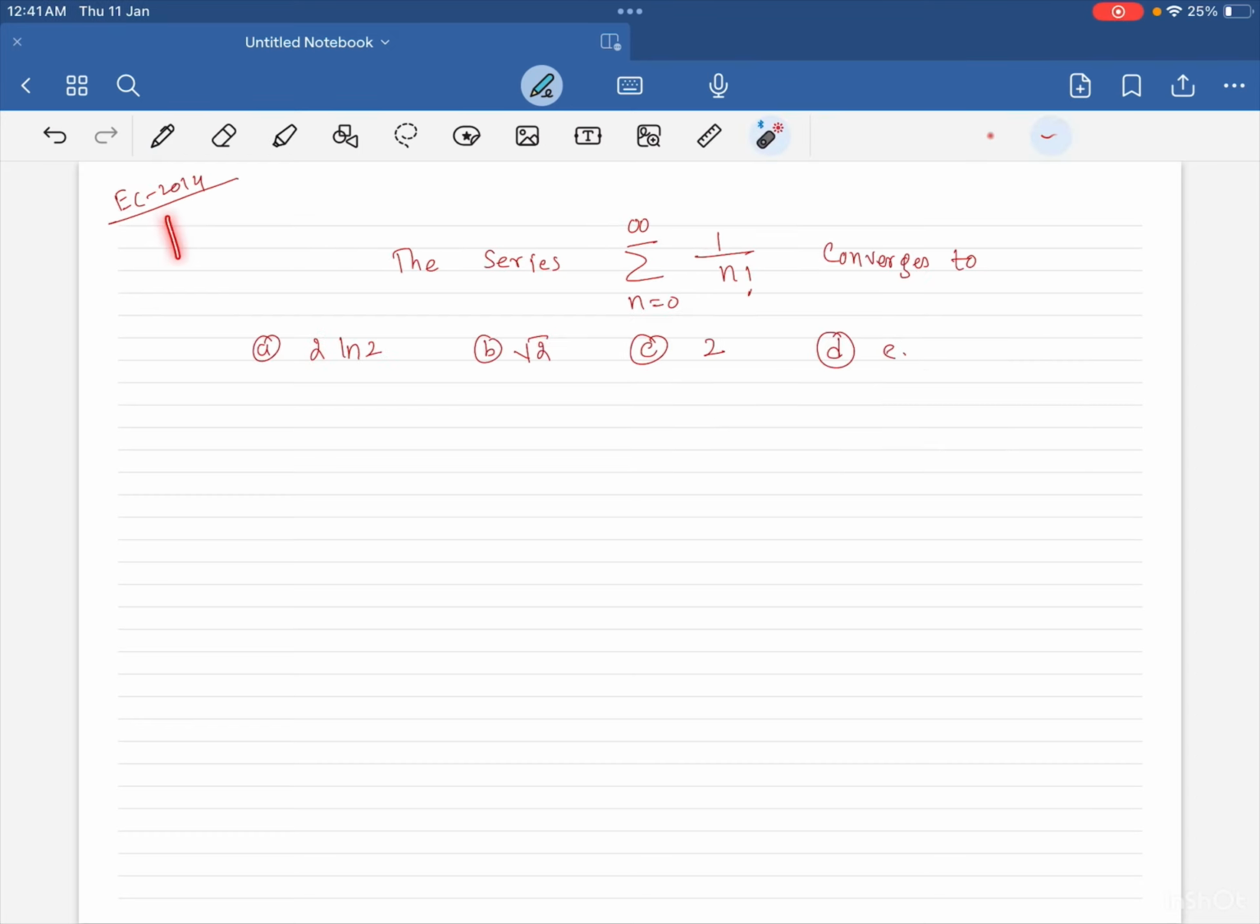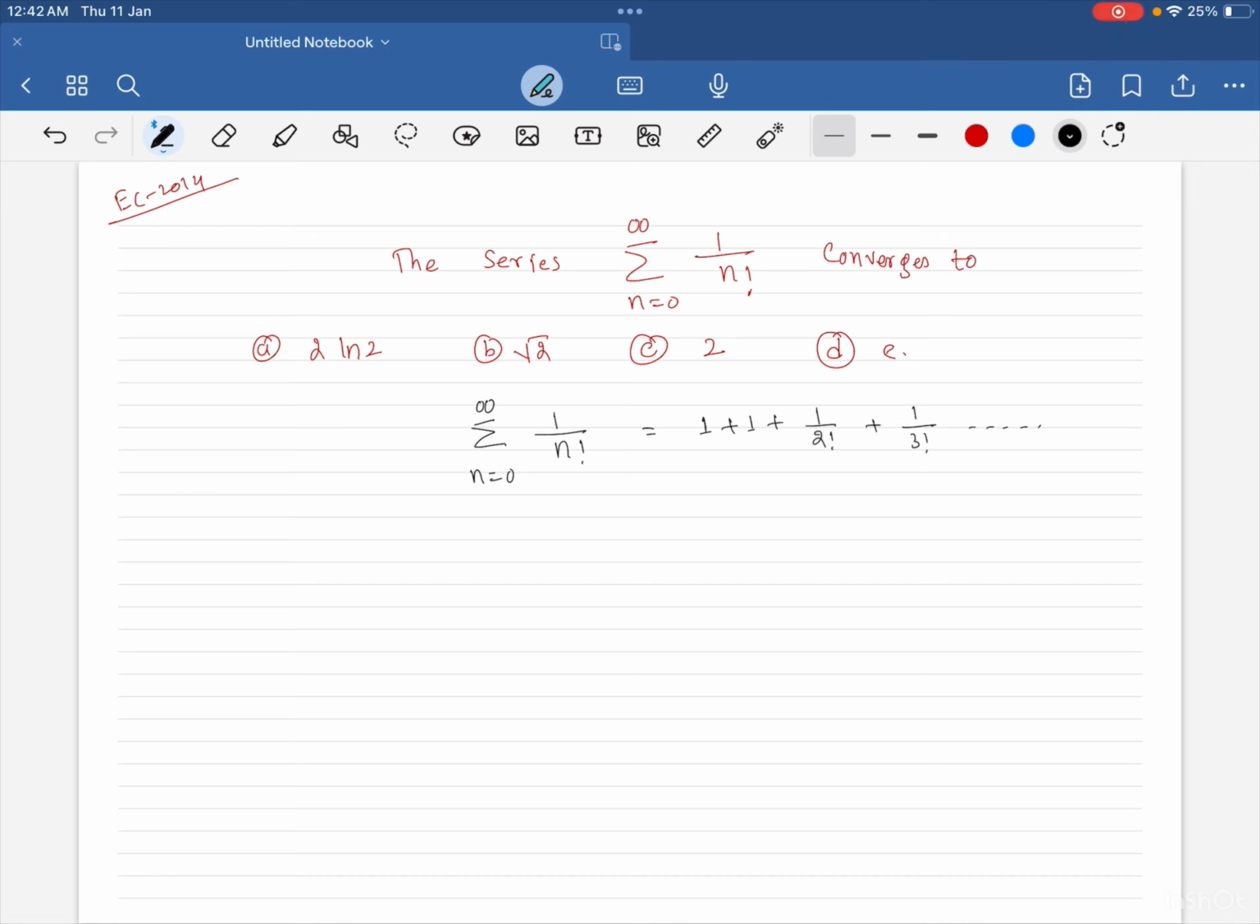So this question is from EC 2014. We have been given this series and it converges to, so you see that this series is the summation of n equals 0 to infinity 1 divided by n factorial. You can expand it a little bit like 1 plus 1 divided by 1 factorial plus 1 divided by 2 factorial and 1 divided by 3 factorial and so on.